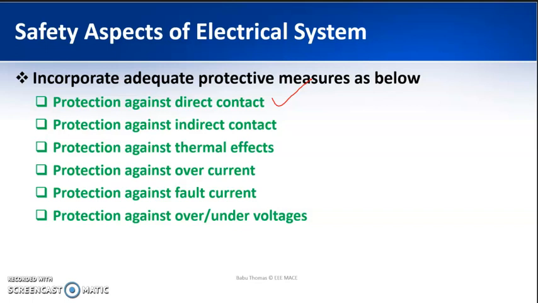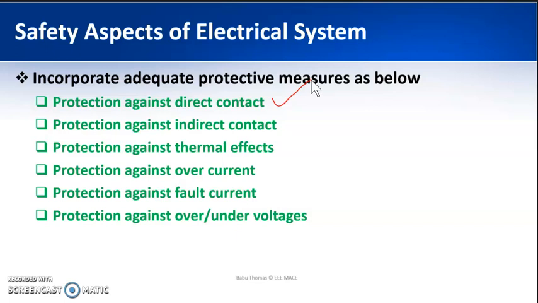And against thermal effects, all electrical installations are designed so that there is no risk of ignition of flammable materials, whether due to the high temperature of the conductive parts or due to an electric arc.